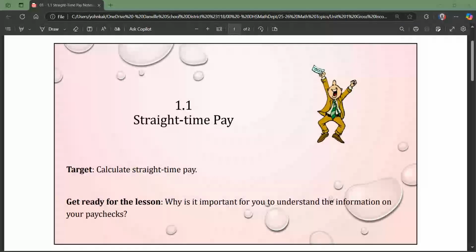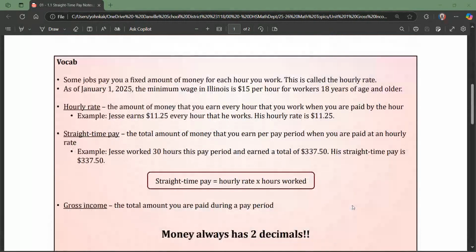Today we're going to learn how to calculate straight time pay, and I want you to think about why it's important that you should understand the information on your paychecks. You're all going to have jobs, you're all going to get paychecks, and you want to make sure that you look at the paychecks and make sure they're correct.